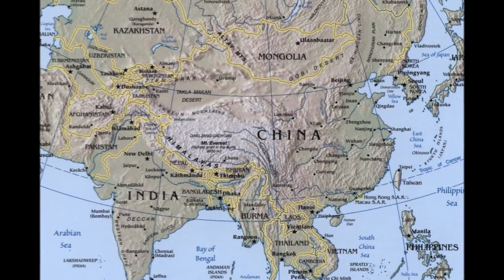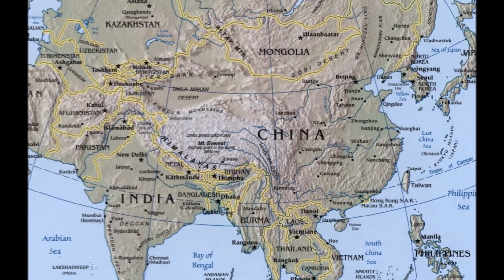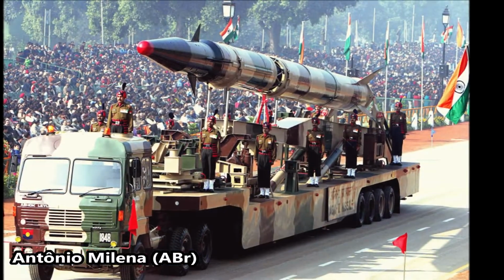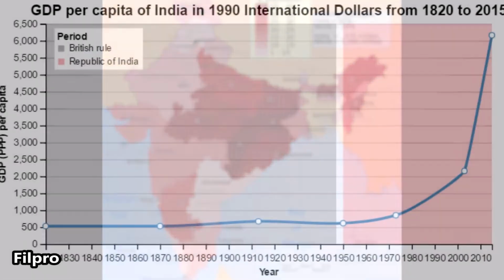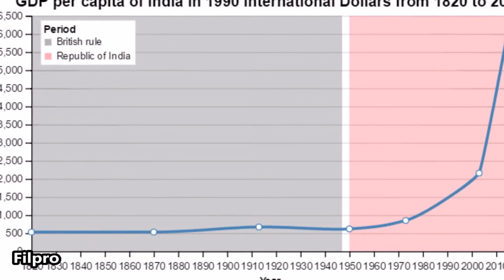Number 7. Calcutta to Delhi to New Delhi, India, 1912 and 1931. India is on pace to equal or surpass China as the most populous country in the world, and they have nuclear weapons. Although still backward in much of the country, they are becoming more important industrially and economically.